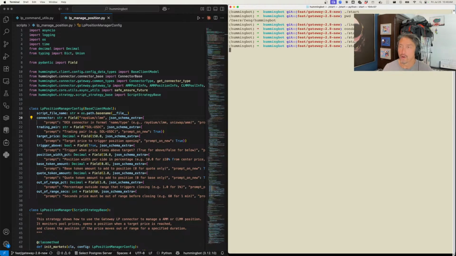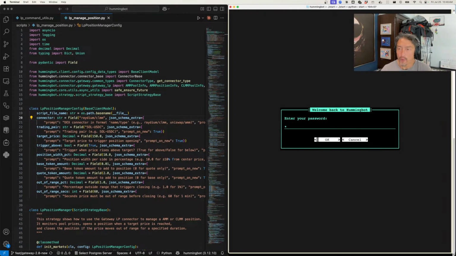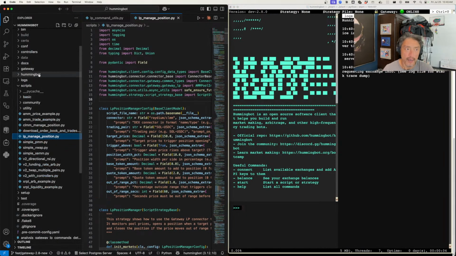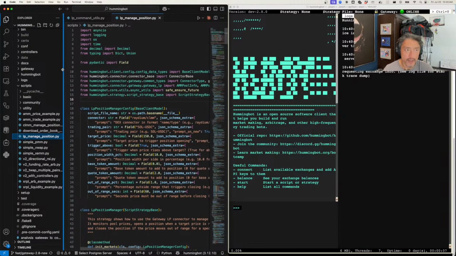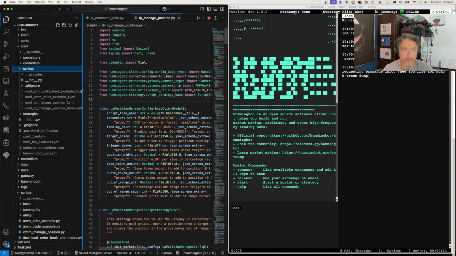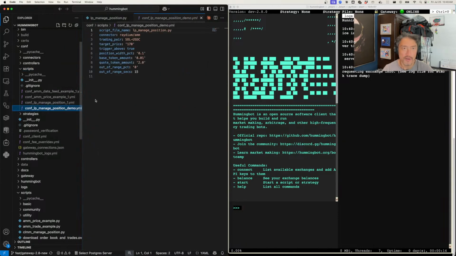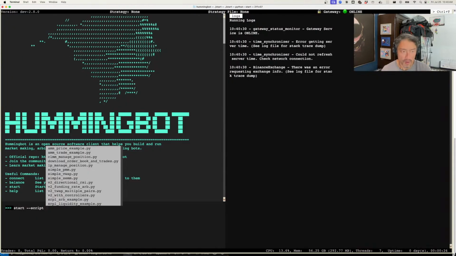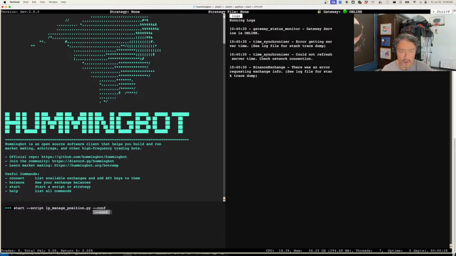And so now we're ready to start our script. Before we do that, we can look at the config file that was generated for the script. That is sitting in the conf directory. If we go to conf scripts, we can see this LP managed position demo one that we did earlier, and this defines the configs that will be running in the script. If we're happy with that, we can go ahead and start it. So let's start the script. We want to give the name of the script and load the configuration, which was this demo one here.